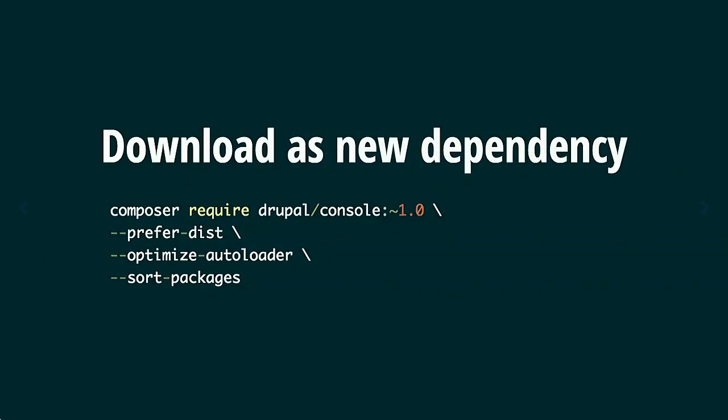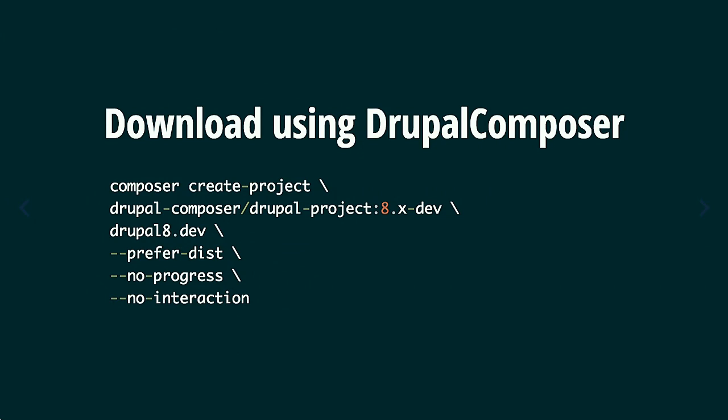And how do you get Drupal Console in your project? It's as simple as running one command, Composer require Drupal Console. This command will take care of downloading Drupal Console in your site, right? So basically, go to your site, cd the path of your site, and run Composer require, and you will have Drupal Console locally in your site. You have your site like that.